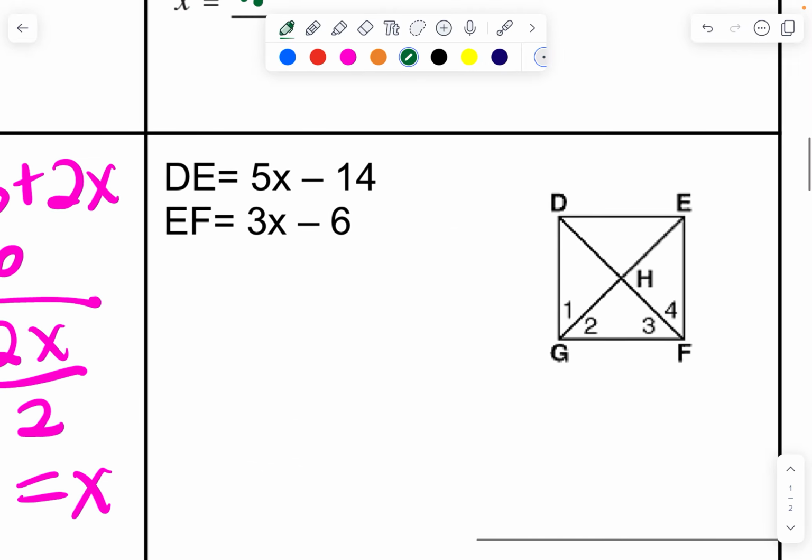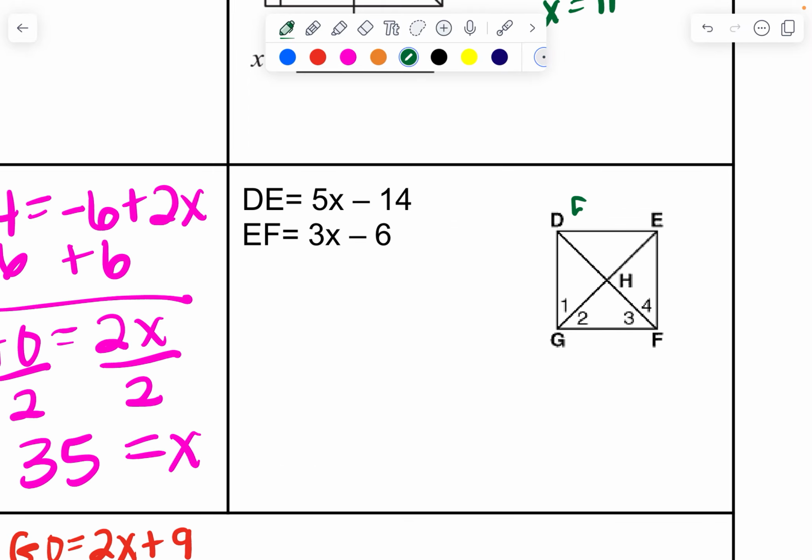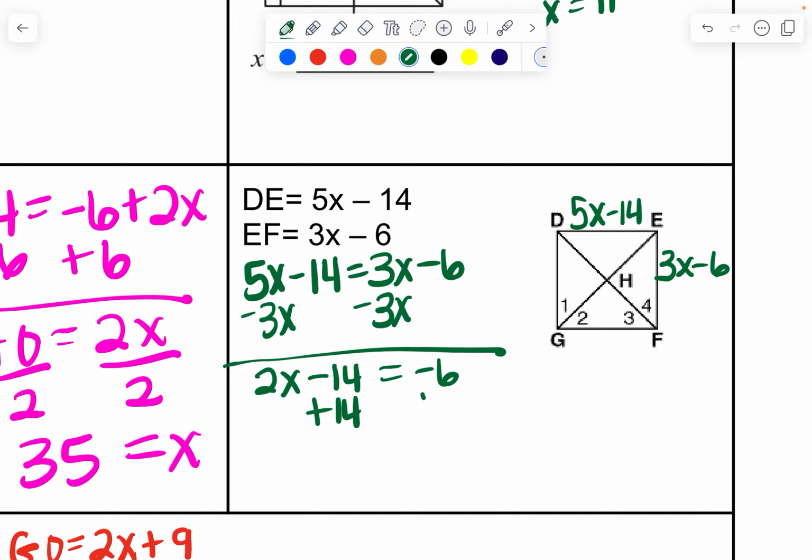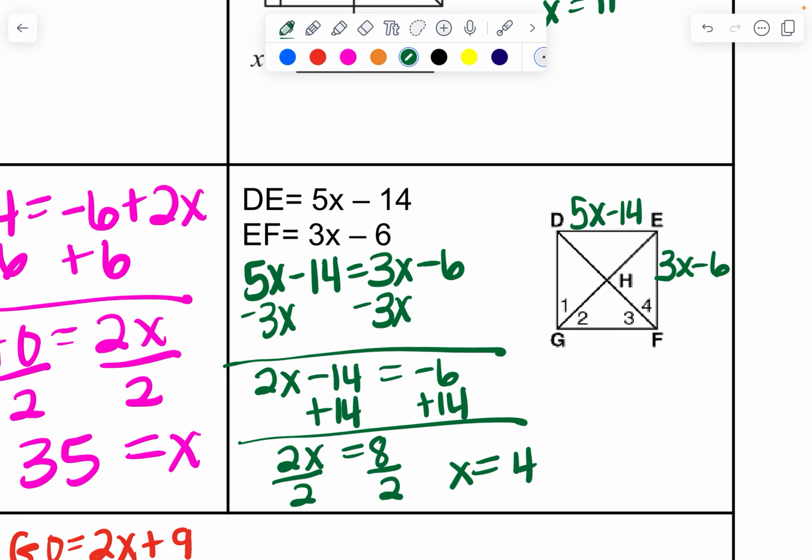And then this last one, they're telling me DE is 5x minus 14. EF is 3x minus 6. Well, it's a square, so all 4 sides are equal. So I can say 5x take away 14 equals 3x minus 6. And then solving this, take 3x from both sides. 2x take away 14 is negative 6. Adding 14 to both sides, 2x equals 8. And finally, dividing by 2, I will get x equals 4. And we don't have any units.